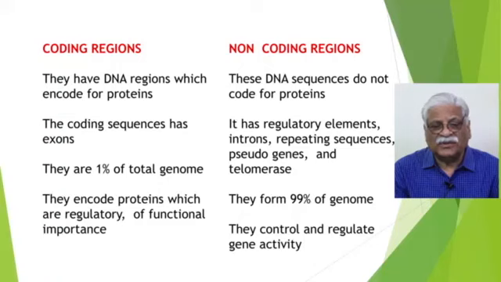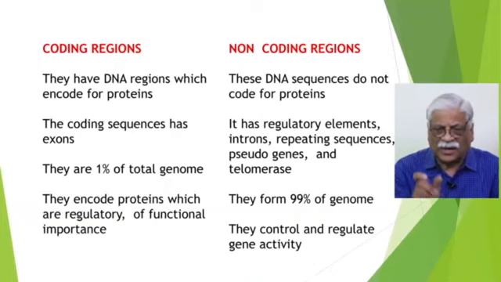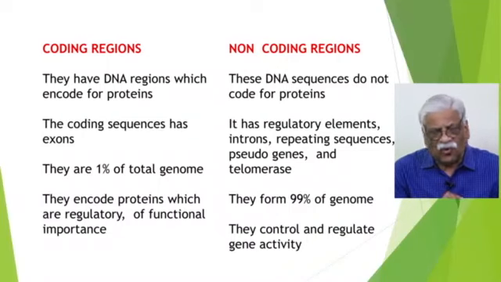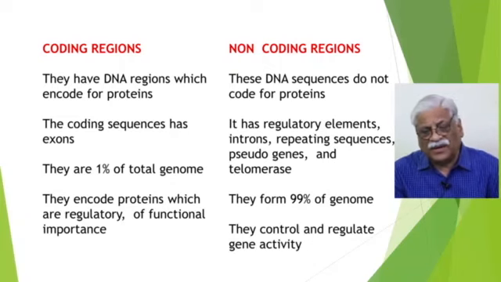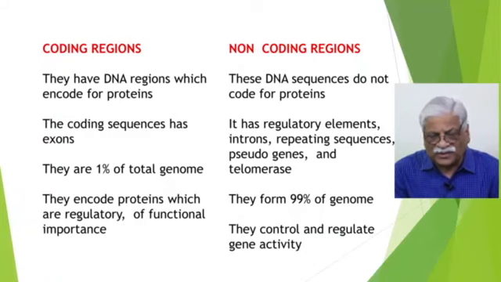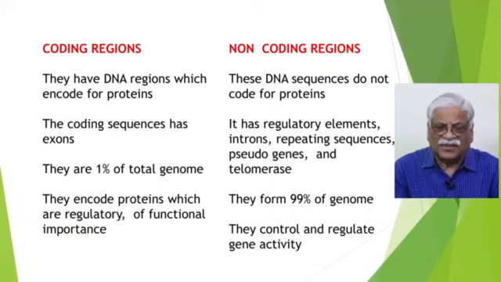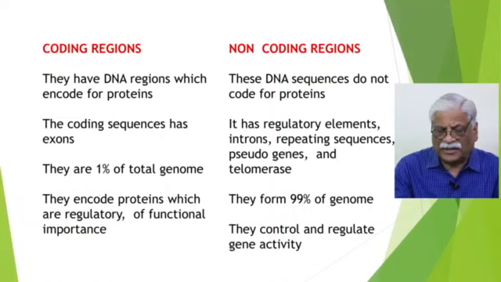Non-coding regions have DNA sequences that do not code for proteins. They are regulatory elements. They are in the form of introns. Repeating sequences means one sequence is there and the same sequence repeats in a DNA. Pseudogenes are present but have no function at all, and people still don't know what they are. And then the telomeres, as I said in the earlier lecture, are the last end of the chromatid or chromosome strand. They are formed by the non-coding regions, and the main characteristic is that they control or regulate gene activity.